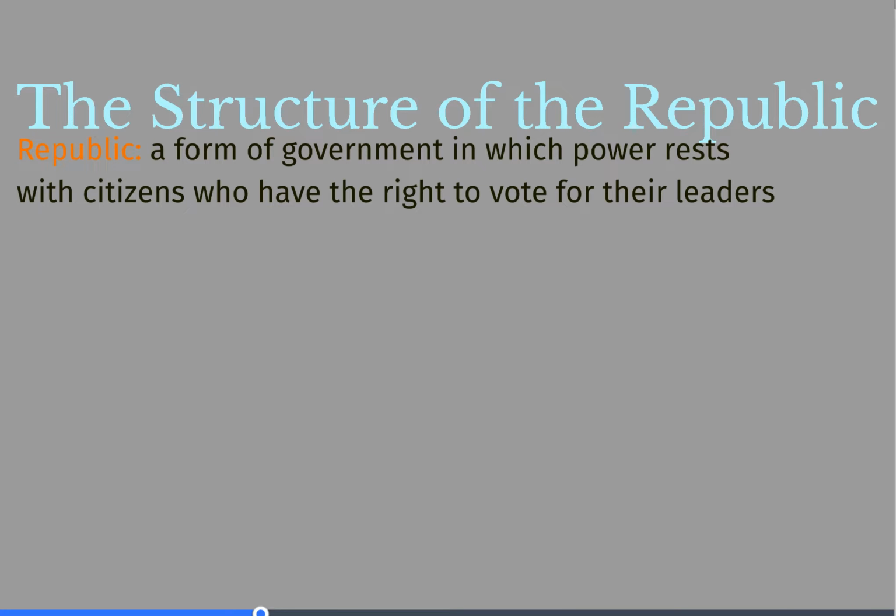Let's first define what a republic is. It's the same form of government that we have in the United States, the form of government in which power rests with citizens who have the right to vote for their leaders. So as opposed to a democracy where citizens directly vote for laws, in a republic, citizens elect leaders or representatives to make the laws for them.